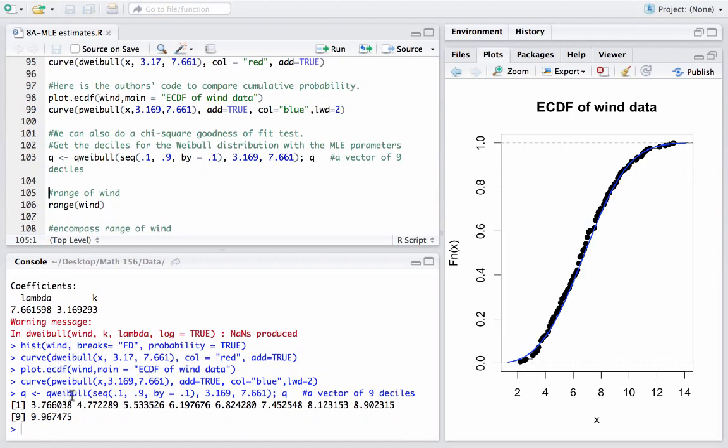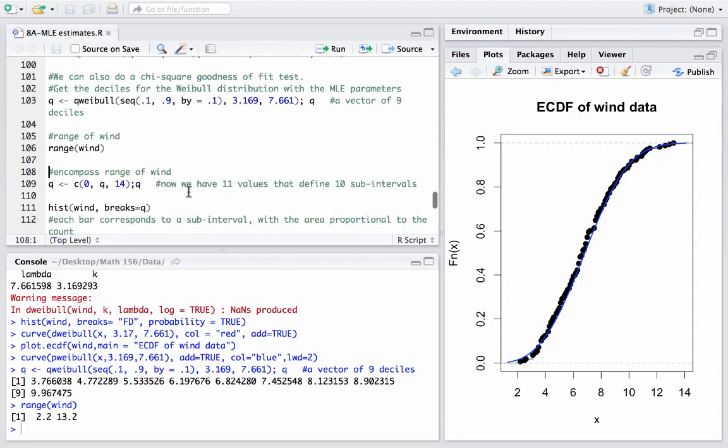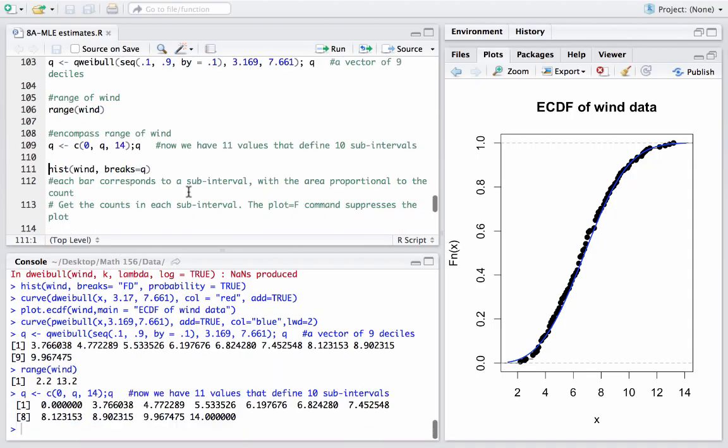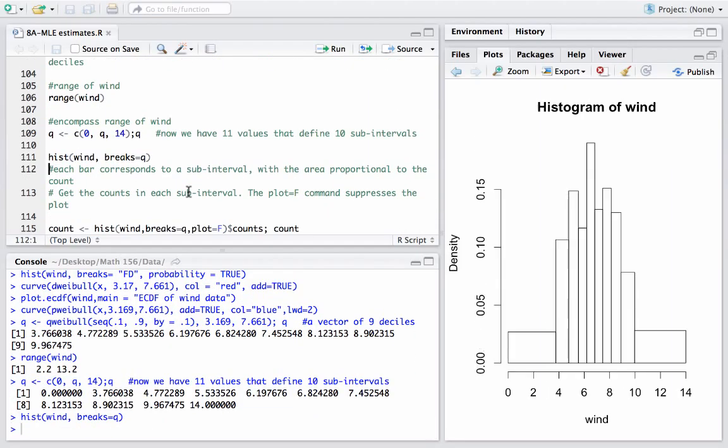So these are the deciles that cover the 10% of the data, right? Here's the median, etc. And so then Paul asks, okay, what's the range? And then he basically augments his vector such that it encompasses the entire range. So he picks a value less than the minimum, and a value greater than the maximum, and bookends his Q vector that way. And then we're going to draw a histogram with the breaks defined to be the Q vector we made.